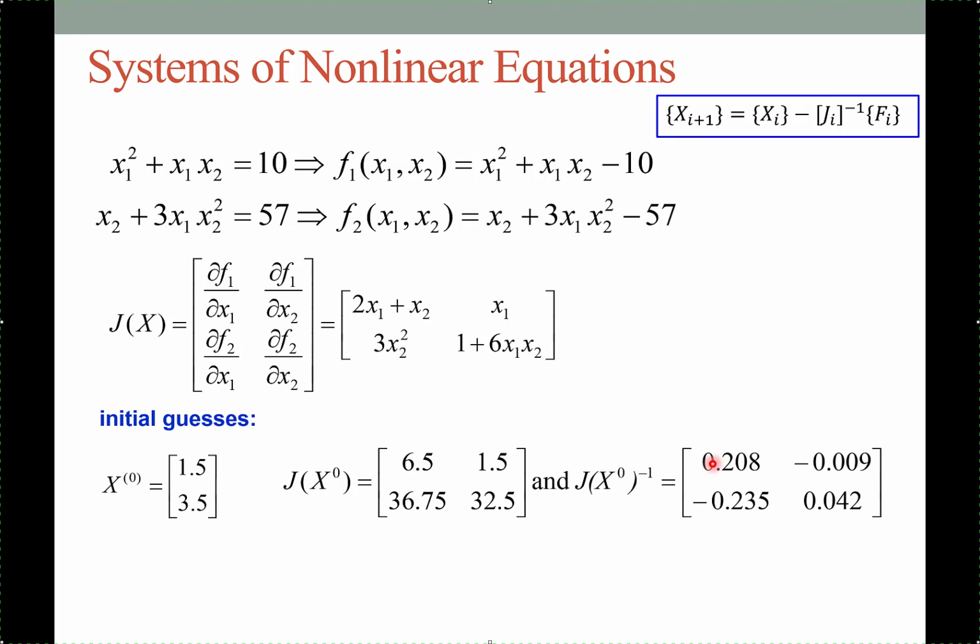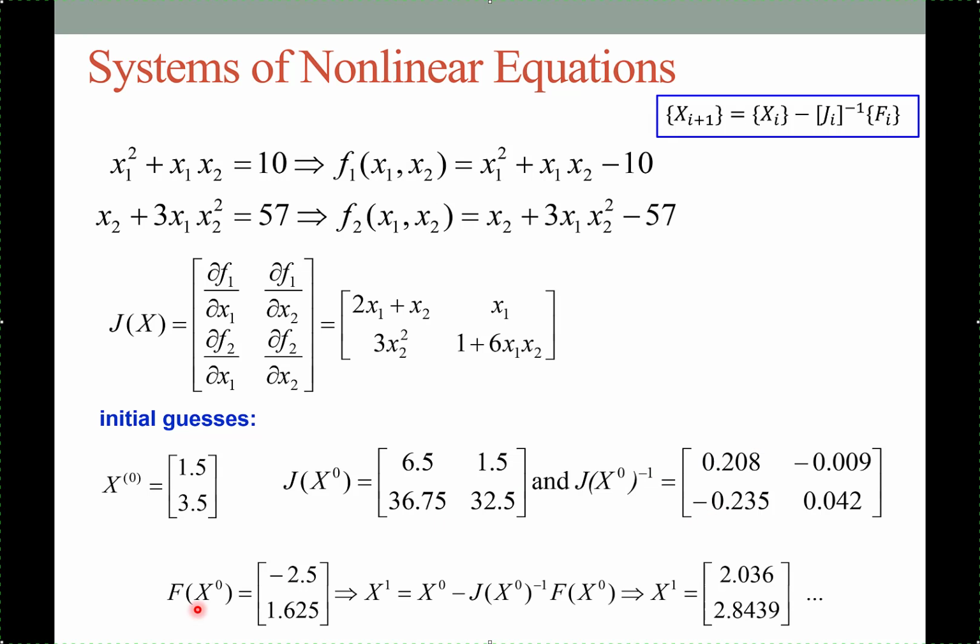All right, so that's the value for the inverse. And then for the function f of x, basically what we do is we plug in 1.5 for x1 and 3.5 for x2. Whatever value we get, we plug it into here. So that's the negative 2.5. And then we do the same thing with the second function. We get 1.65. And then what we do is basically try to solve for x i plus 1.